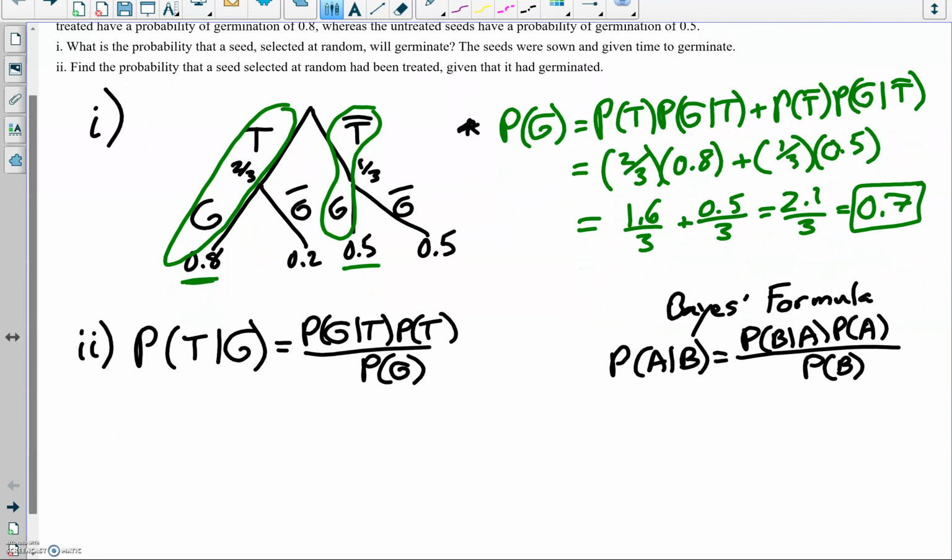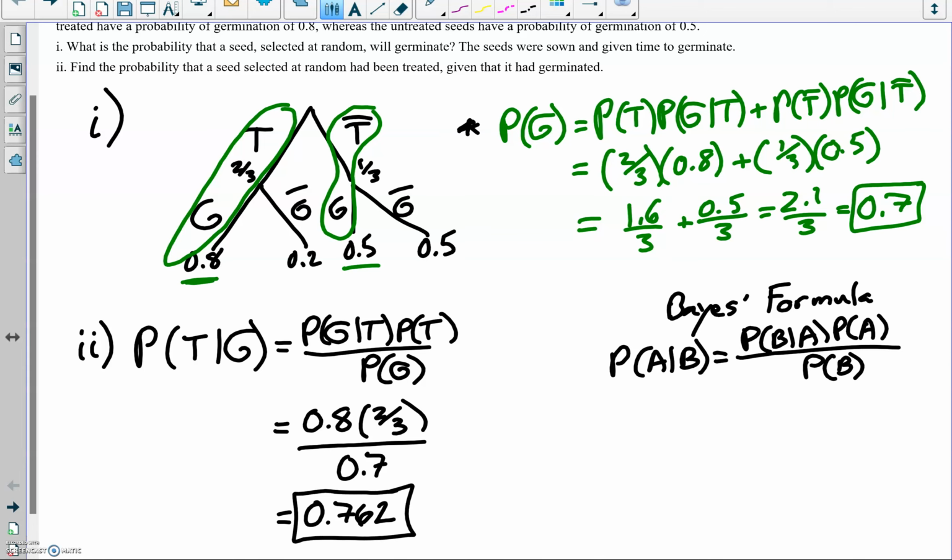Thankfully, all this information is available to us. Germinated given treated was 0.8. The probability of being treated was 2/3. And the probability of germination, we found in part A, is 0.7. When you work all that out and put it in the calculator, I am getting 0.762 after rounding to 3 decimal places.